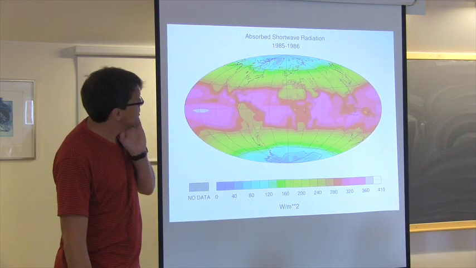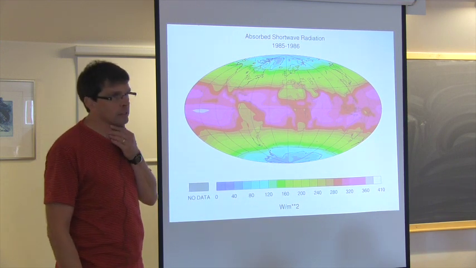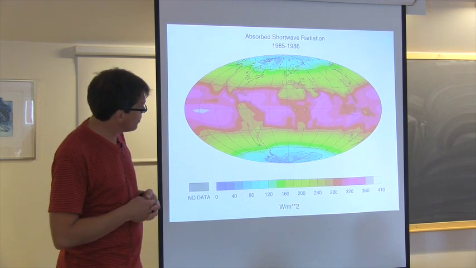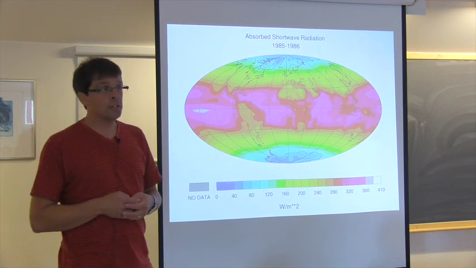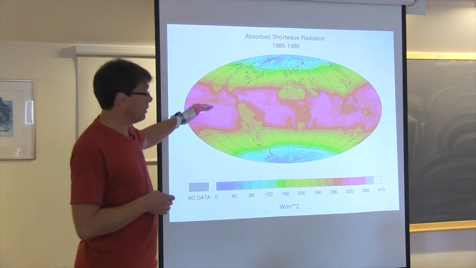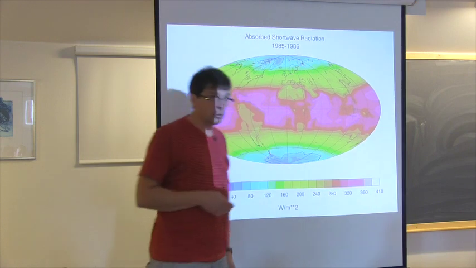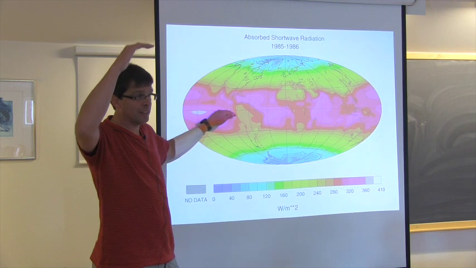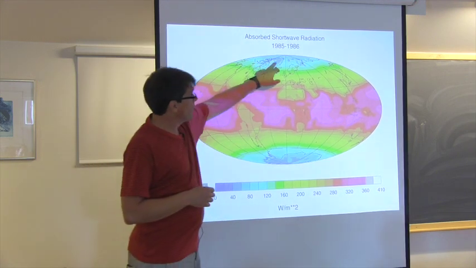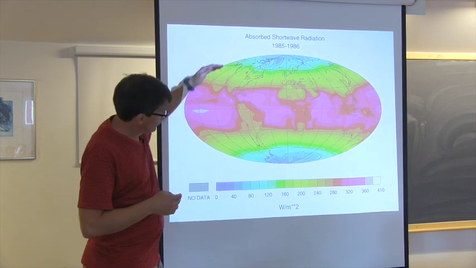If we look at this on a map instead, we just look now at the absorbed shortwave radiation, the radiation that is absorbed close to the surface. Then we can see that there are huge differences between different places. Low latitudes, high numbers, a lot of solar radiation. You know that in the tropics, of course, the sun is much higher in the sky. There is more radiation coming in, while at the poles the radiation is much lower. So that's the main pattern.